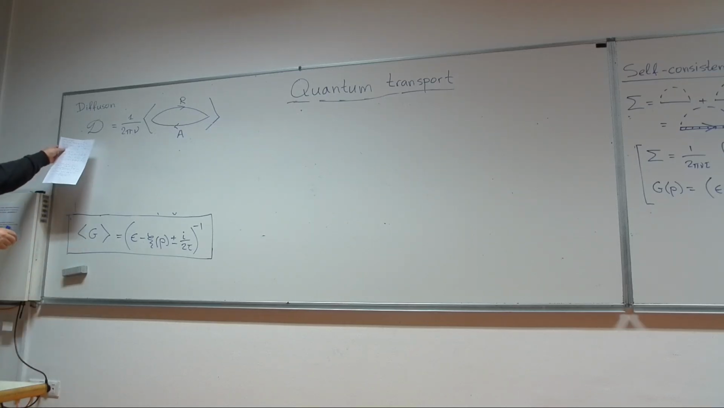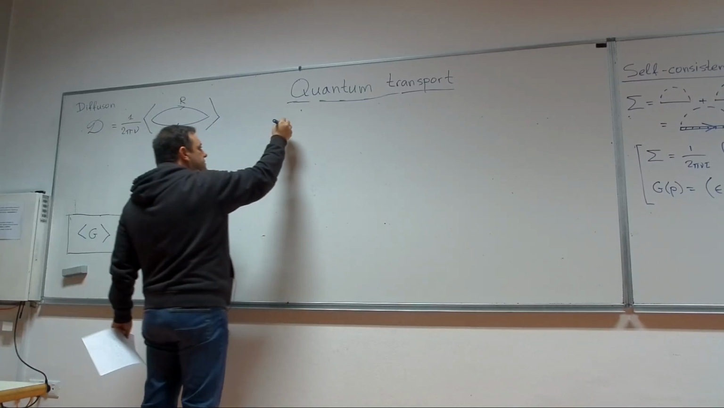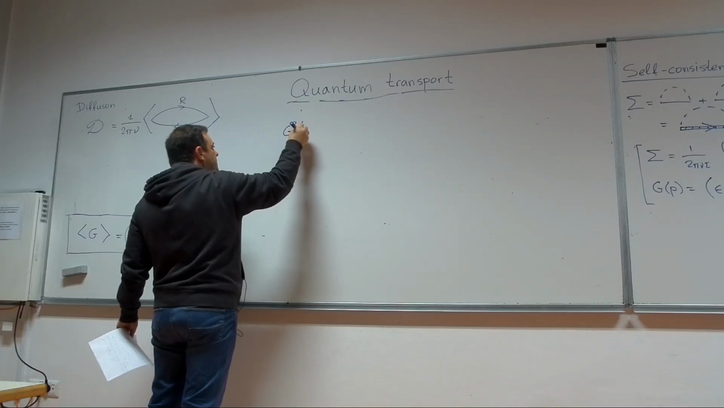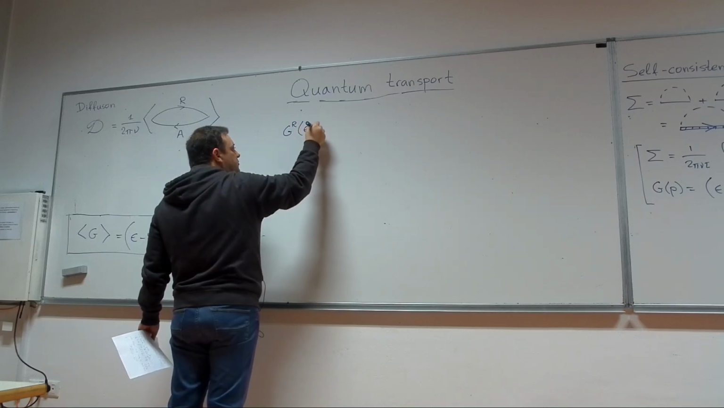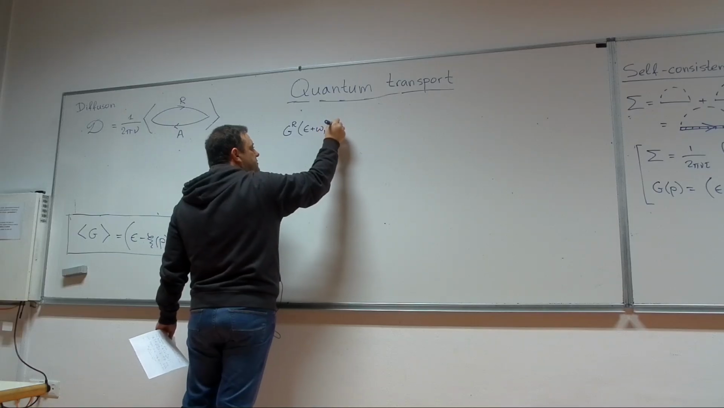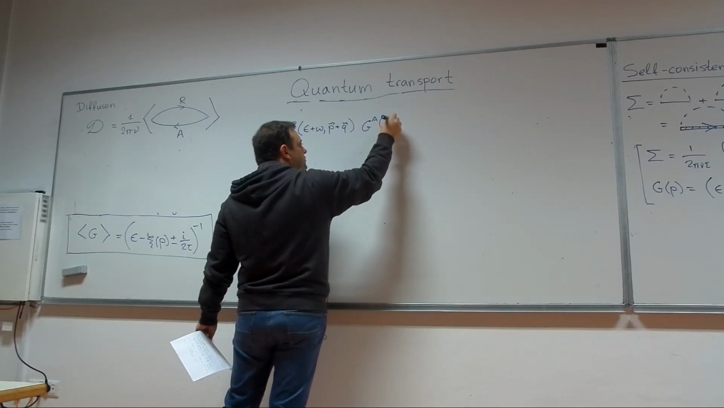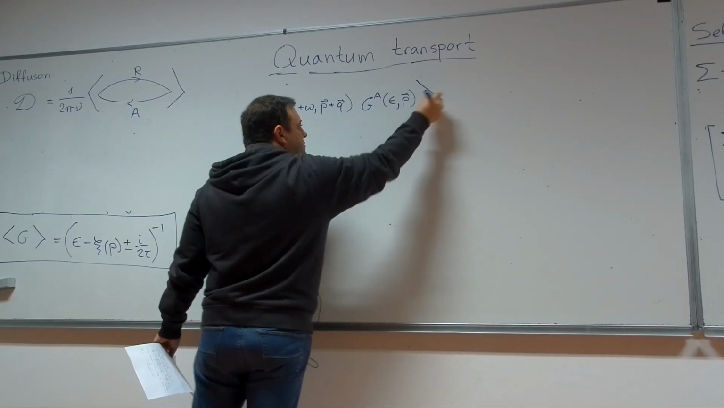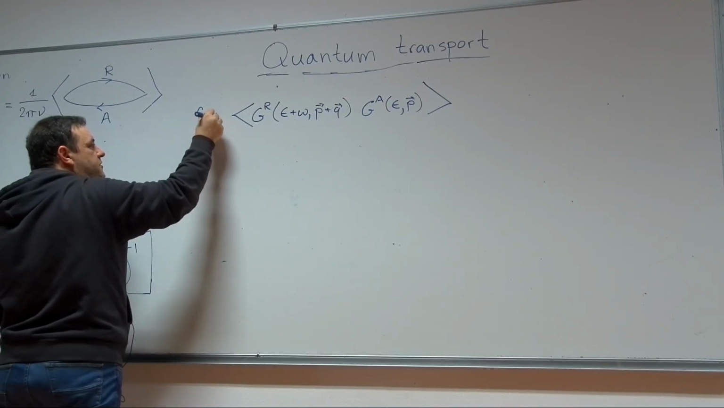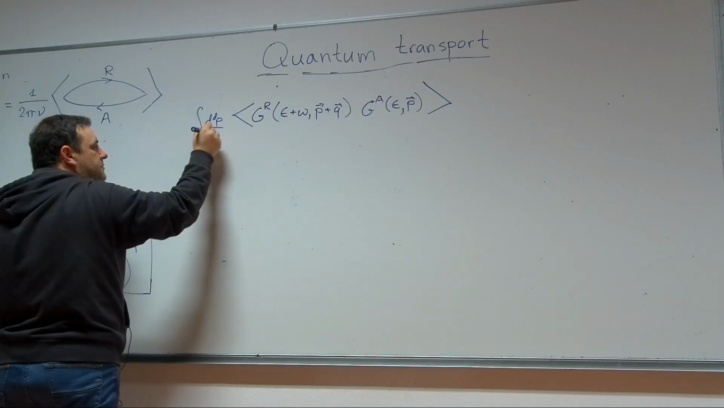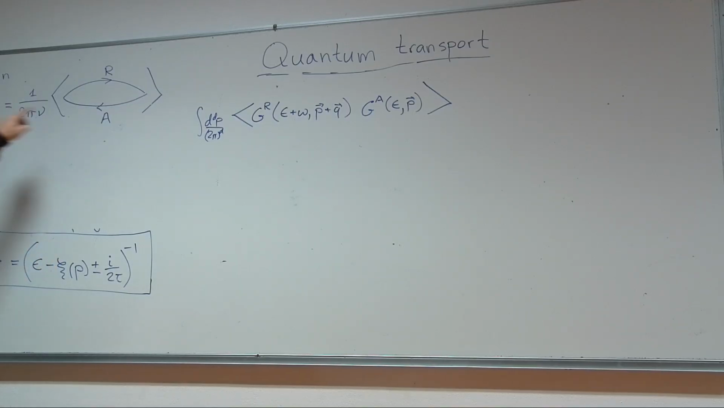Okay, so let's compute this thing. We have to average the product of 2 Green functions. One is the retarded Green function, this upper one, and it should be a function of energy plus omega and momentum plus q. The other one is the advanced function just of energy and momentum. We average their product, and we integrate over all values of p, but not epsilon. And what we get should be the diffusion of omega and q.